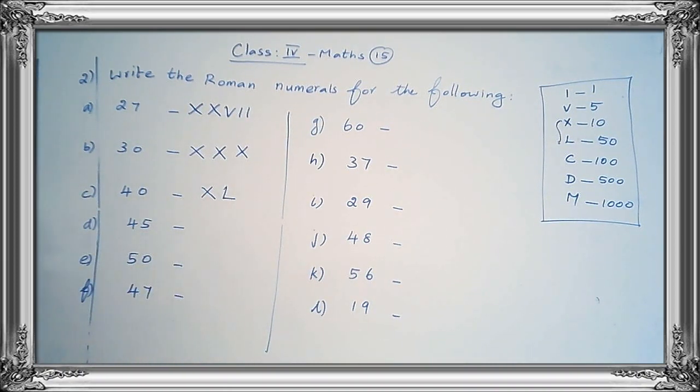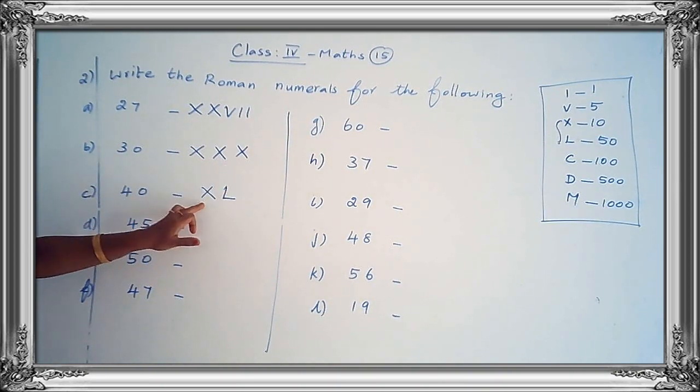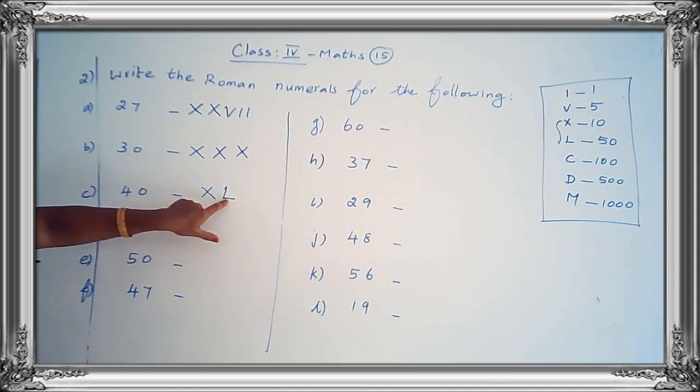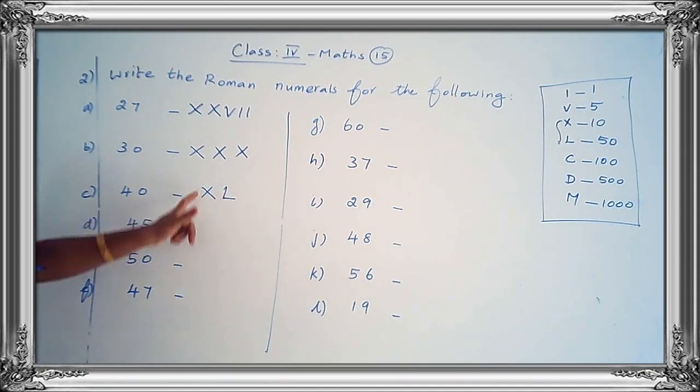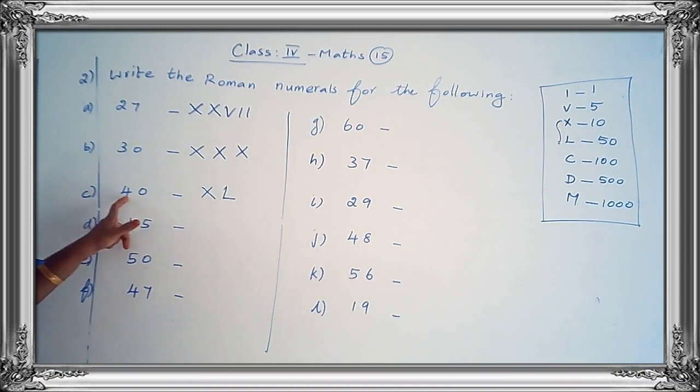Okay, clear? Remember well: for 40 we should not put 4 times X. Then what should we do? Subtract 10 from 50. So here L means 50, X means 10. So that's why X is written before the large number. That time it is to be subtracted. So 40 means XL. Okay, children?